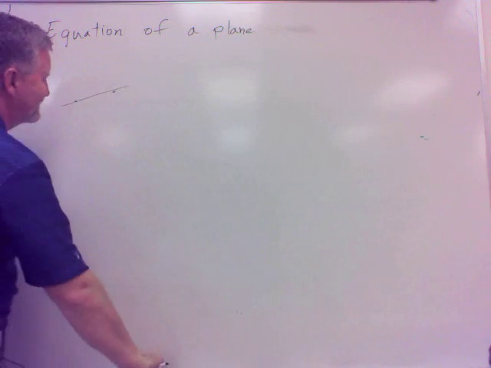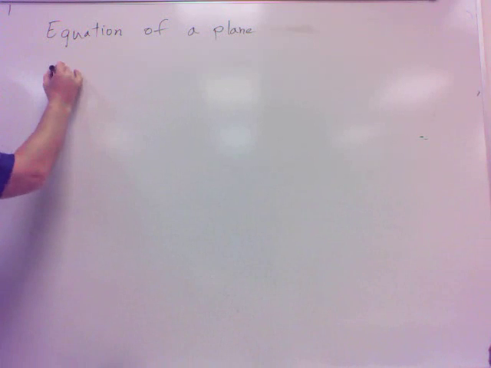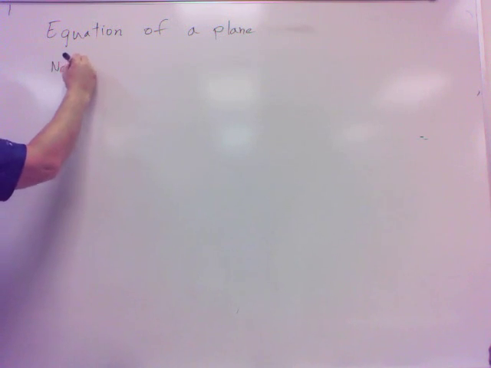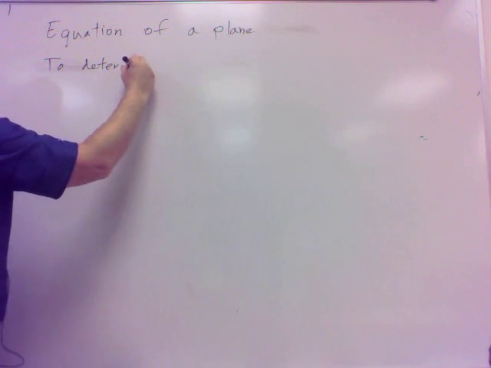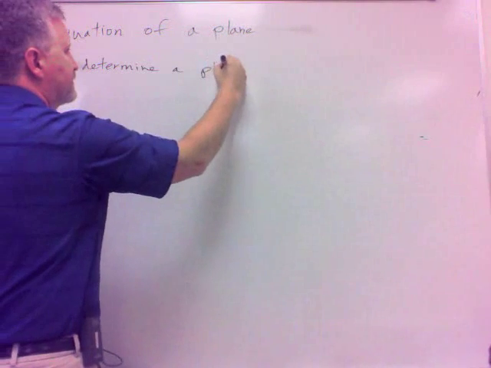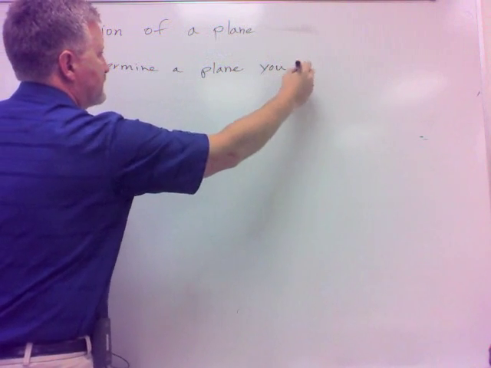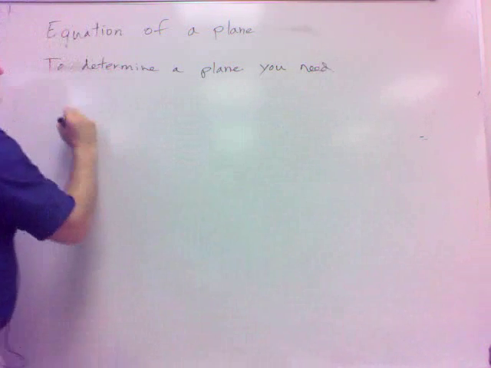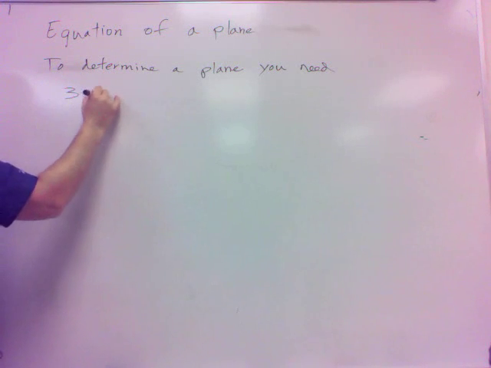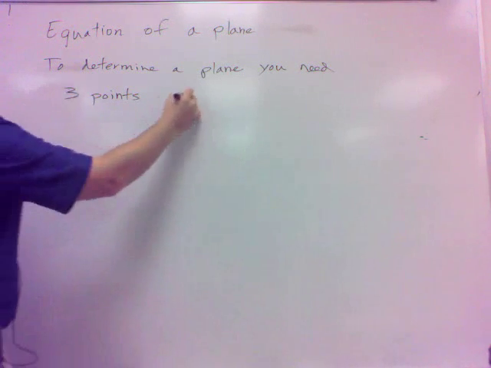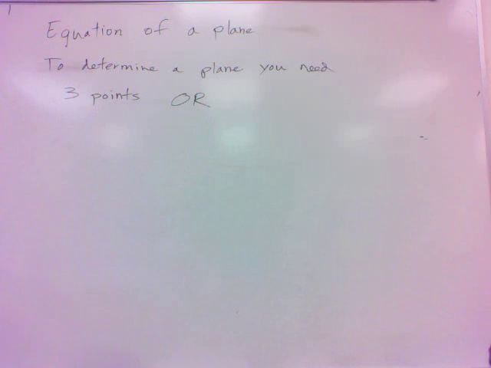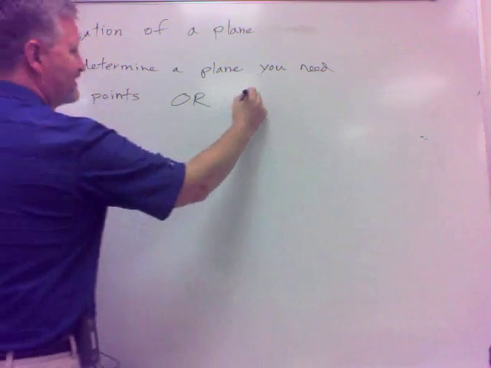You need 3 points. There are infinitely many planes through 2 points. You need 3 points to determine a plane. There's one way to do it. Or, how else could we do it? Well, we could also do it with 2 lines. 2 lines determine a plane.